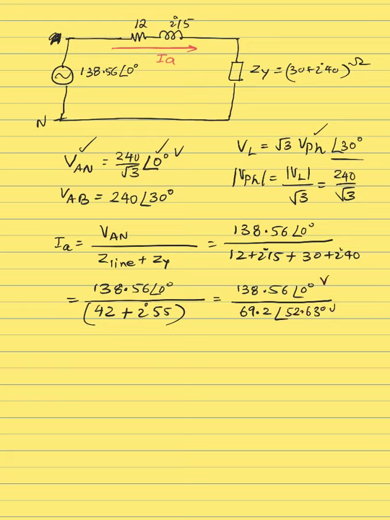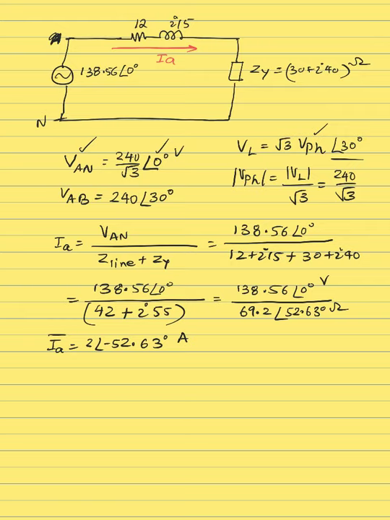This is in volts and this is in ohms, so the value of IA calculated will be in amperes. The result comes to 2 at an angle of negative 52.63 degrees in amperes. Now once we have calculated IA as a phasor, you don't need to draw the equivalent circuit for phase B, for phase C, and for each phase.